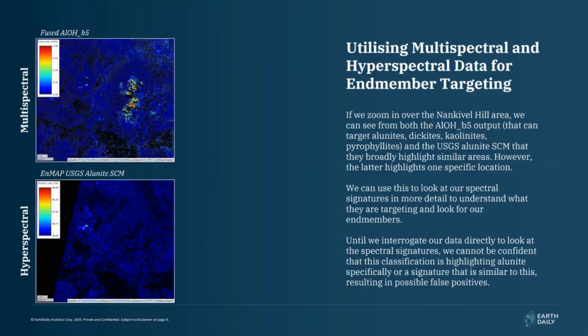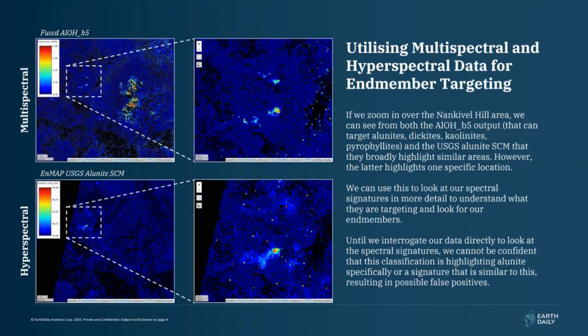So how do we do that? I've got the multispectral output, one of those multispectral outputs, the ALOH band 5 index here, and then one of those alunite signatures that we pulled from the USGS. So we've got multispectral and hyperspectral here. And what we're going to do is zoom in on this one area, which is Ni-Cu-PGEs Hill. And you can see here, actually, the multispectral is not doing a bad job, right? It's picking out the same location as the alunite signature here. There's a few other areas that are being picked out. We'll come back to that in a moment.